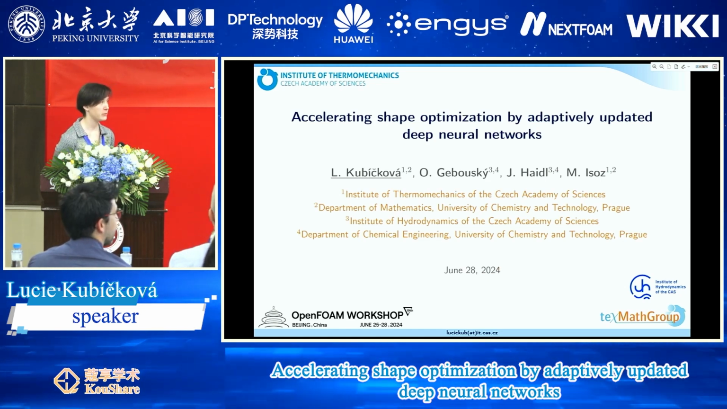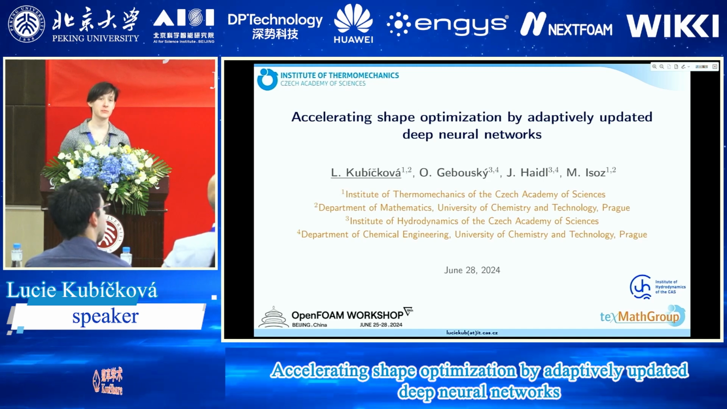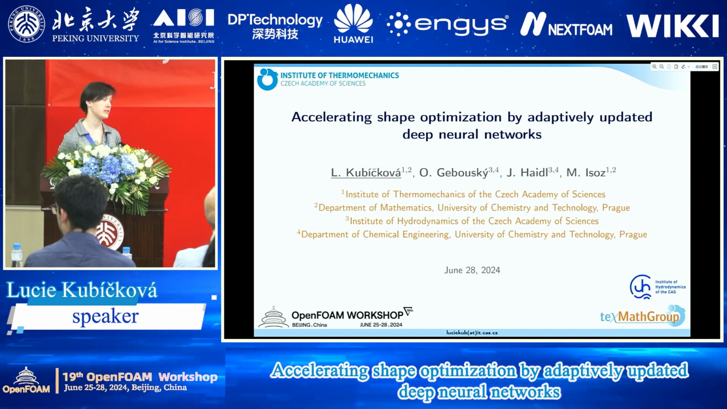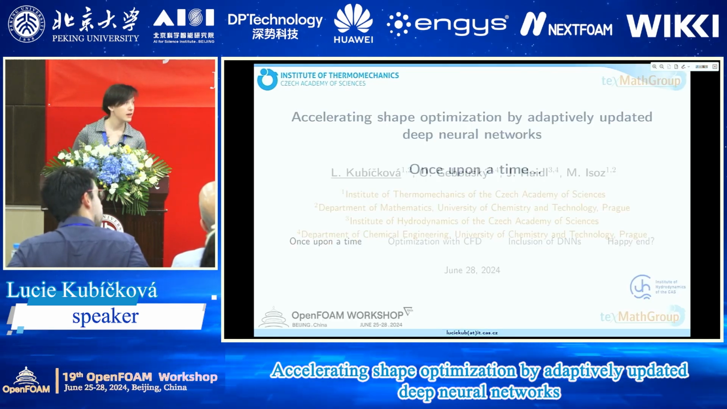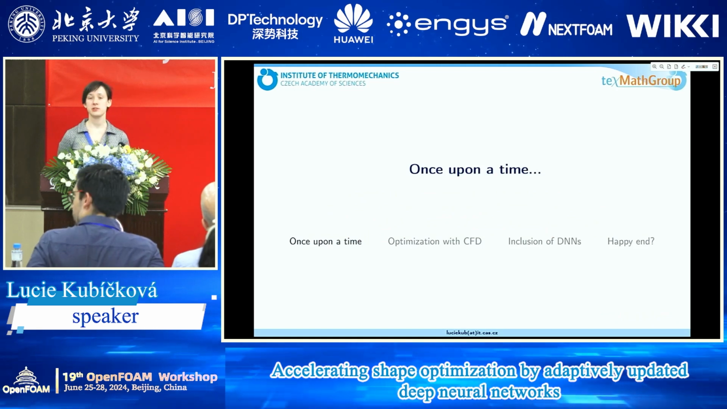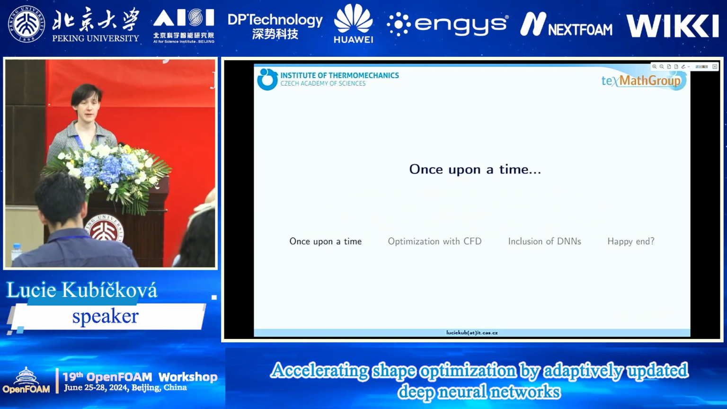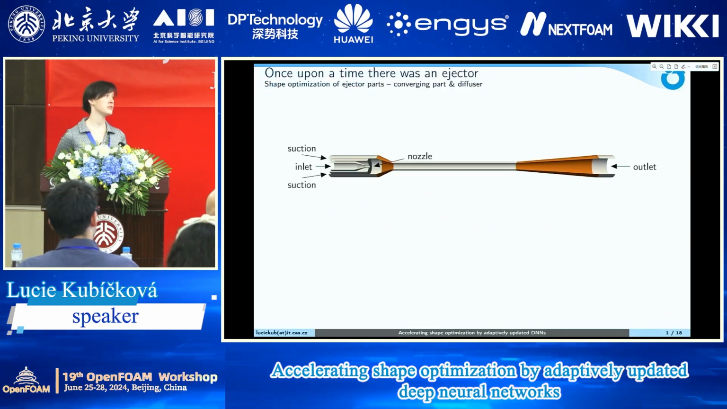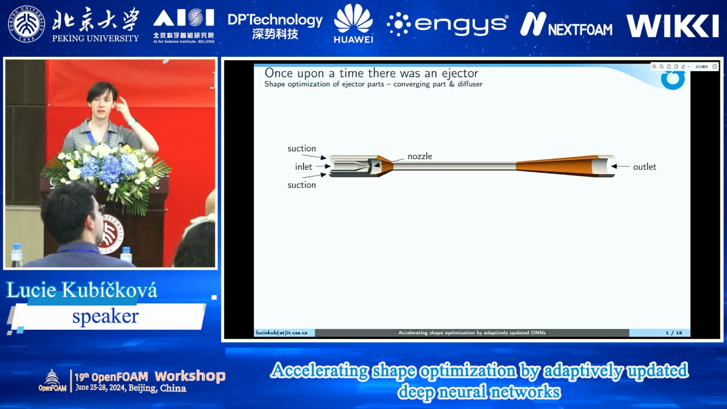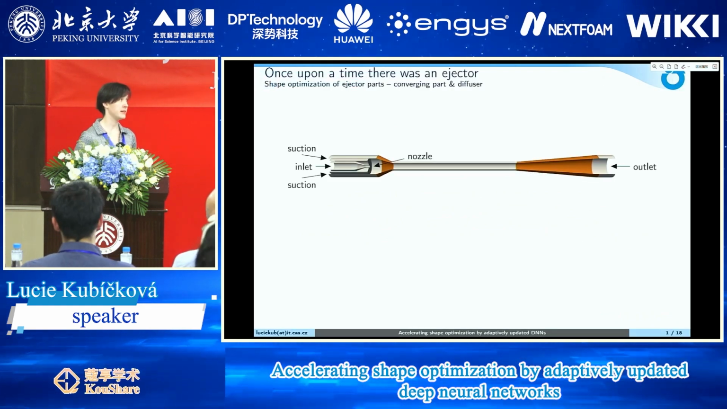But today I will talk about shape optimization and deep neural networks, which are some fancy words, but I will tell this presentation as a story. So as every story begins with once upon a time, in my case, once upon a time, there was an ejector. What, you may ask, is an ejector?